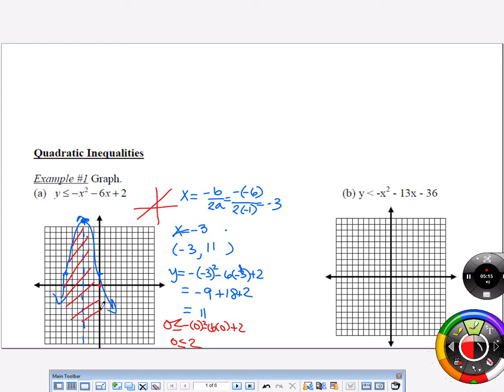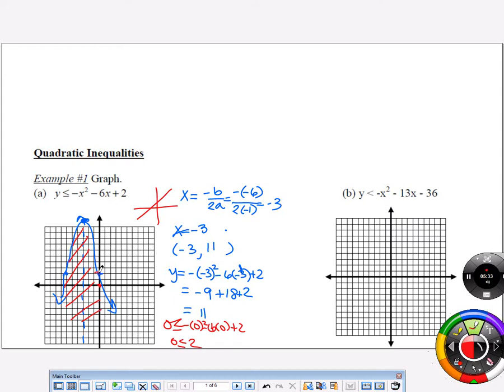What are other ways that you could decide which region should be shaded? Does anybody use a different method, or does everybody plug in a point? Any other methods? All right, just throwing it out there that you can do the same way I think we talked about with absolute values or lines before.